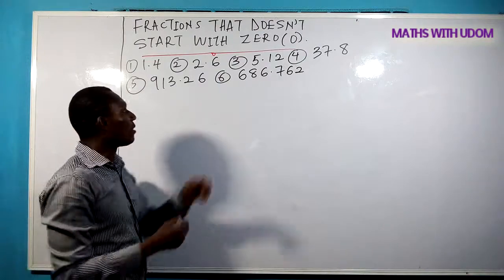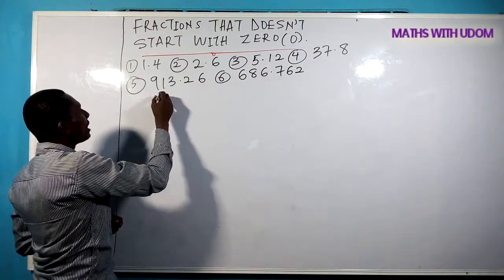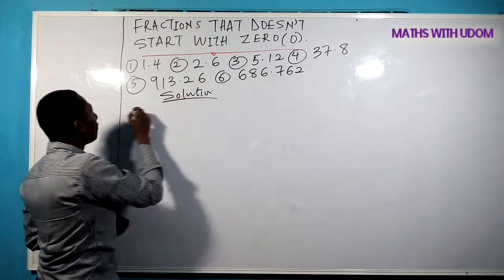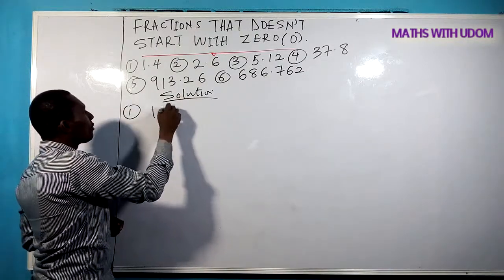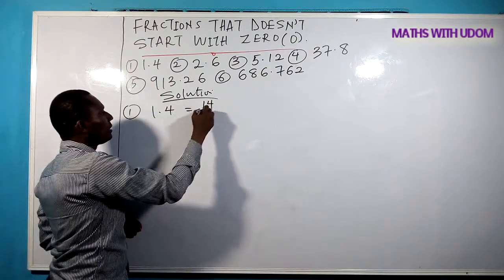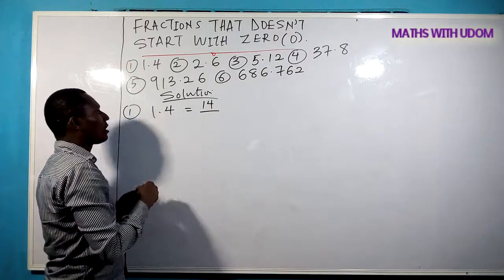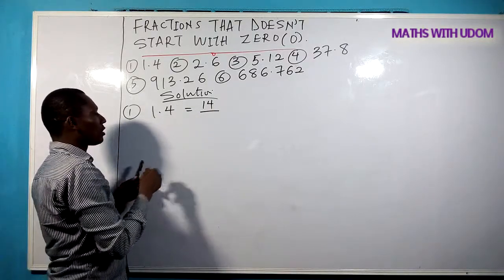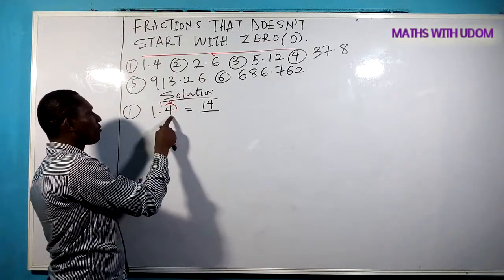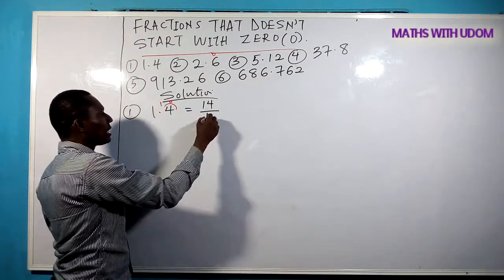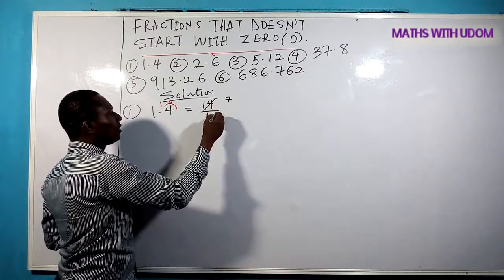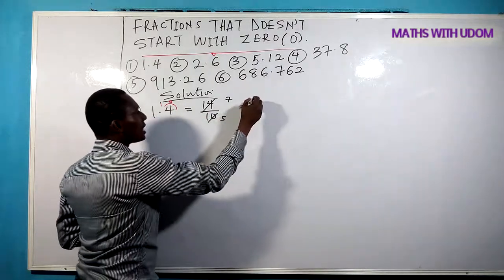Now, these are examples of fractions that do not start with 0. Let's start working them one after the other. Solution. The first one, I have 1.4. 1.4 can be written as what? 14 divided by what? Of course, you move from the front of 4 backwards, you get 10. So I'm dividing 14 by 10. Can we reduce it? 2 here, 7, 2 here, 5. Our answer is 7/5.